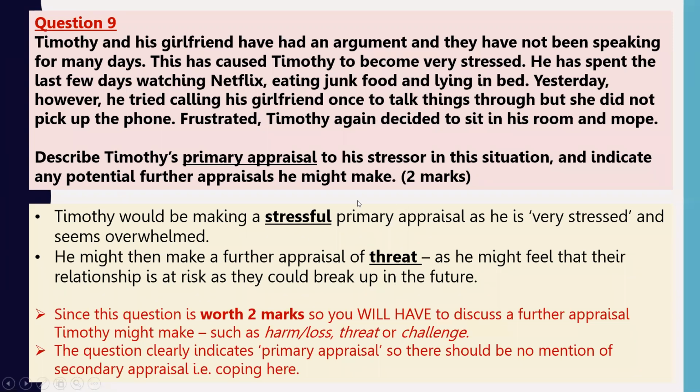You basically get the marks just for identifying the key terms and linking to the scenario. Now, you don't need to talk about problem-focused or emotion-focused coping at all because the question only asks you for the primary appraisal, okay? And coping comes under the secondary. Cool, so hopefully all of you had something similar in terms of the keywords there.